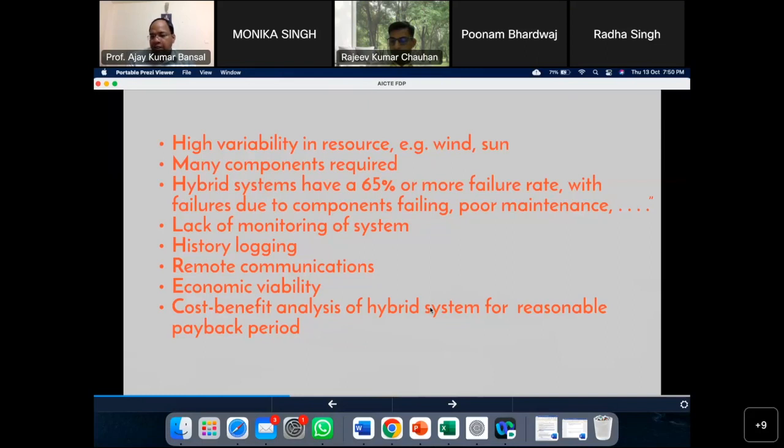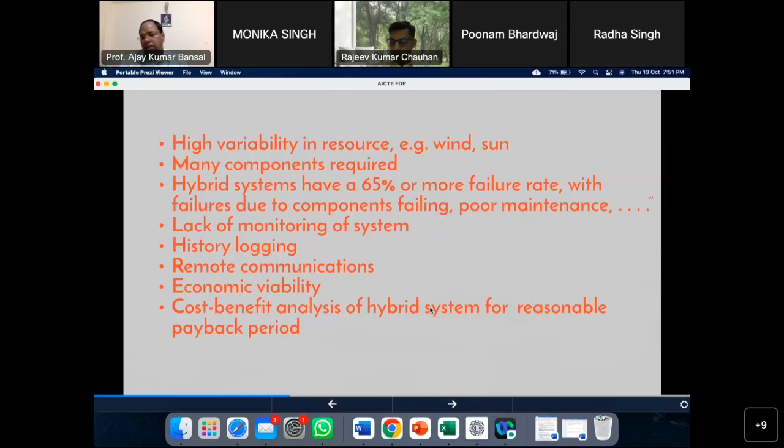Then we have many components which are connected in the system. They are individual components and they are very good, but when they are combined, their efficiency and other performance parameters can be reduced. So we have to design a system according to the requirement of the system. Then hybrid systems have a 65% or more failure rate. Generally the hybrid energy system which we will be designing will have a 65% or more failure rate. And this failure can be due to various issues.